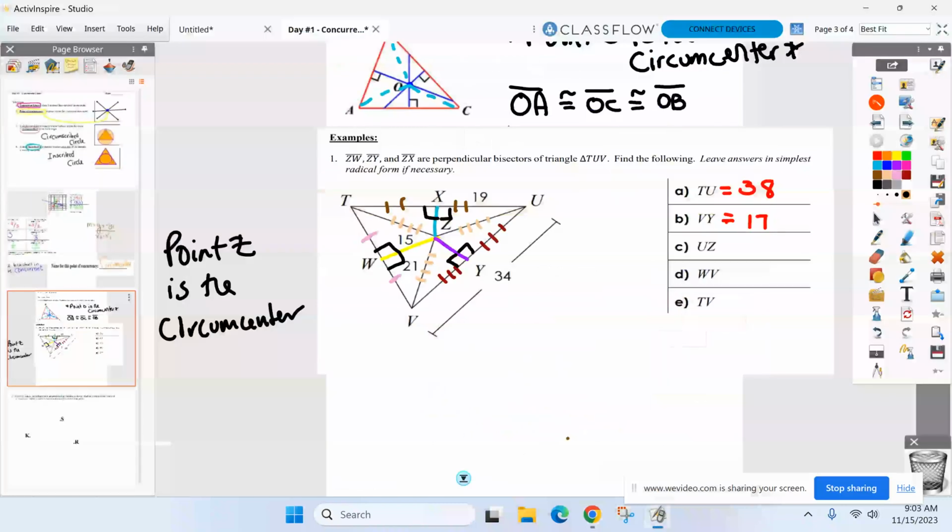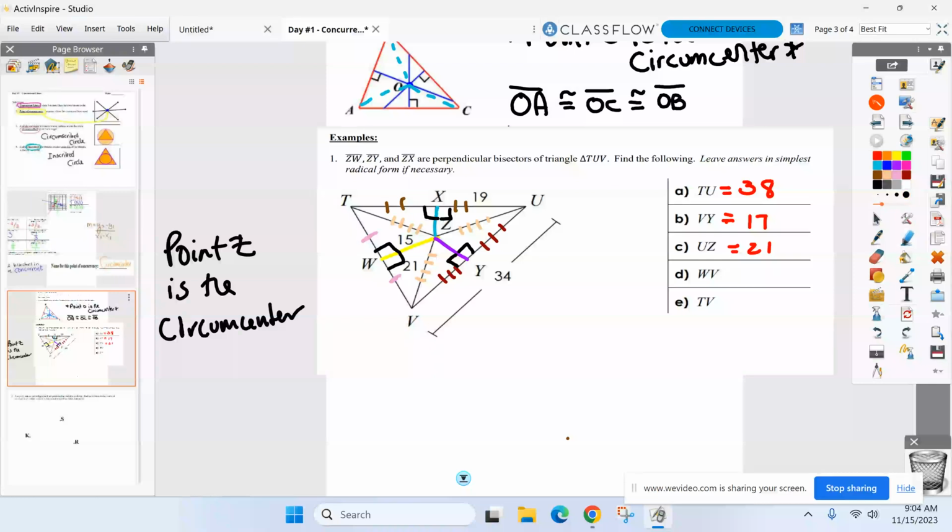UZ is 21, the same distance as the other two vertices. All right, now we've got to do a little teaching here. Everyone look at WV. Usually I'd say it cuts VT in half, but I don't know VT, so there's no way I'm going to find VW. So here's how we're going to do it.